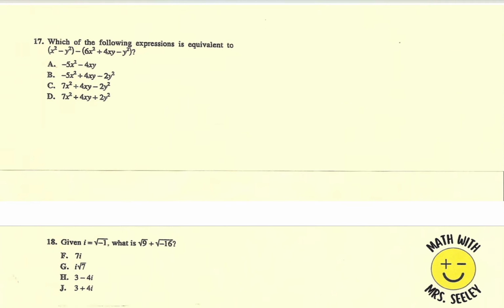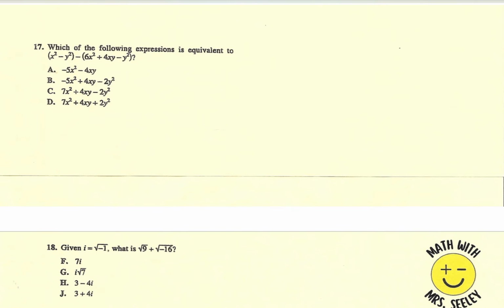All right, number 17. It says, which of the following expressions is equivalent to this minus this? When you subtract, make sure, and I always put a warning flag there, that you subtract all of it. You have to subtract everything in that parentheses. So let's just find our like terms.